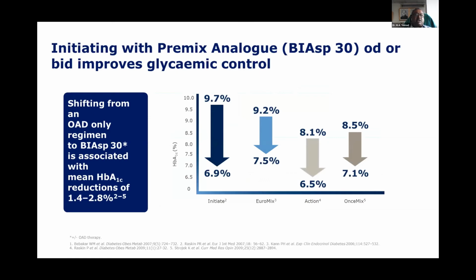So whenever you are shifting from OAD to biphasic or any insulin, many studies show that with biphasic insulin the hemoglobin A1C reduction is greater, 1.4 to 2.8%.